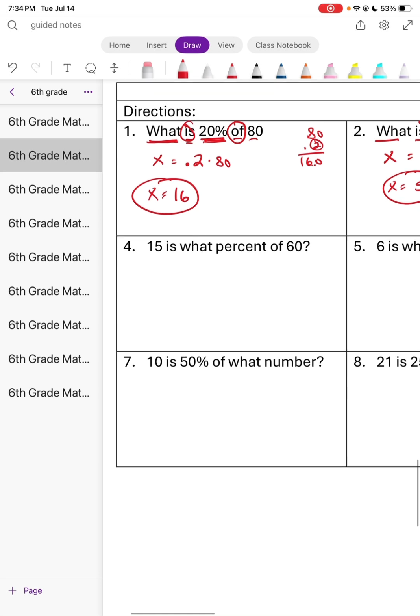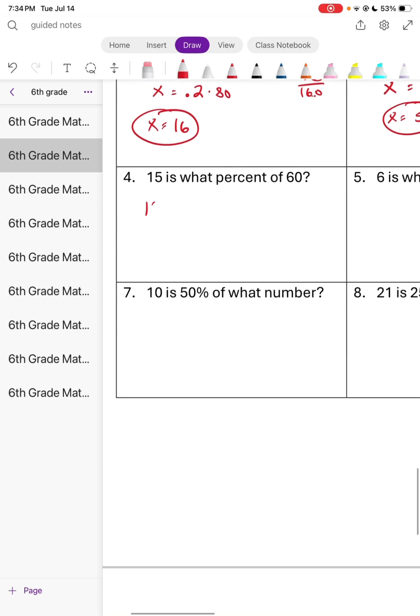Now these next problems will work the exact same way. 15, the word is means equals. Whatever you're looking for, in this case it's a percent, is going to be your X. The word of means multiply, 60. Now these problems are one-step equations. And the way we're going to solve one-step equations, we've got to get X by itself. We've got to get rid of times 60. We mark it out, go to the other side and divide by 60.